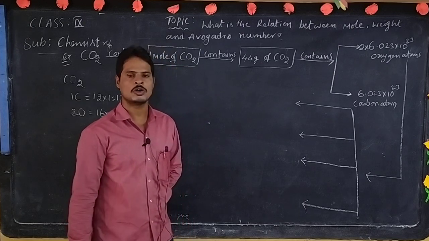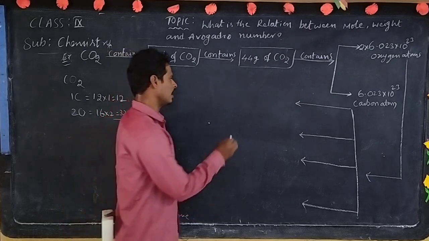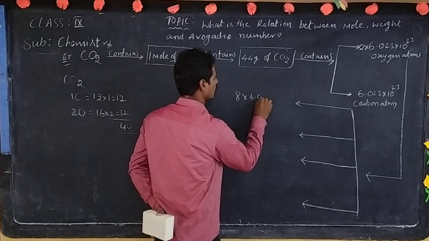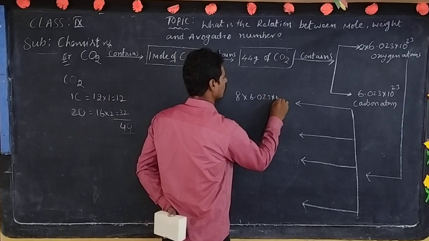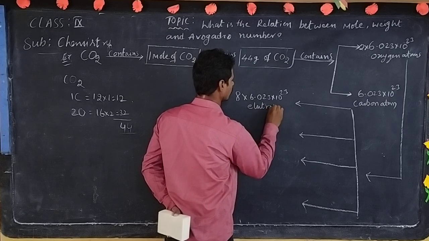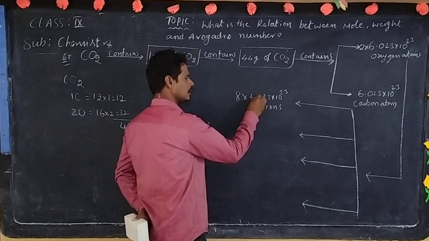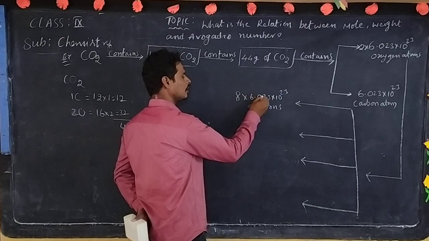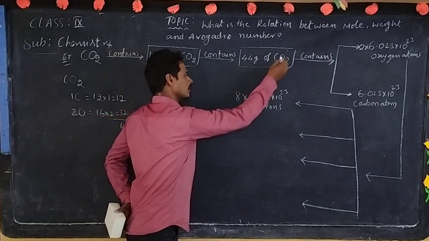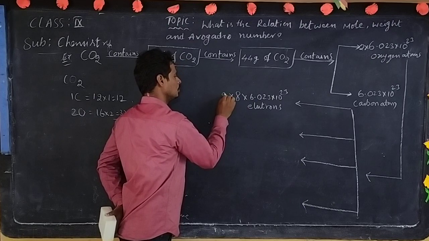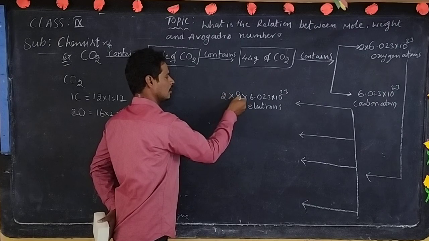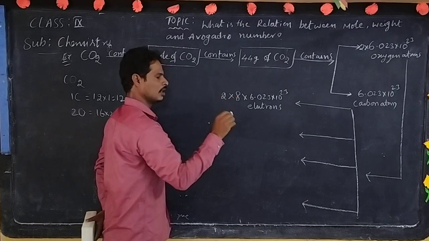But oxygen contains how many electrons? 8 electrons. That's why 8 into Avogadro number, 10 to the power 23 electrons. 1 electron equals this value, 8 electrons equal 8 into this. But here how many oxygen atoms are there? 2 oxygen atoms. That's why we should write 2. 1 oxygen equals 8 electrons, 2 oxygens, 2 into 8 will come.